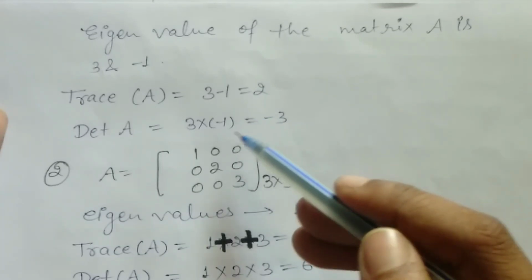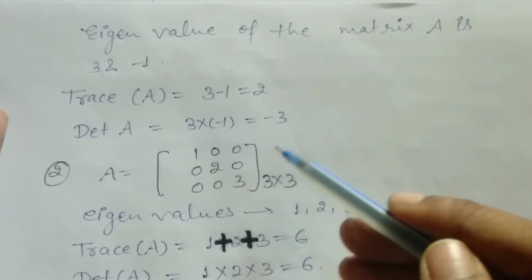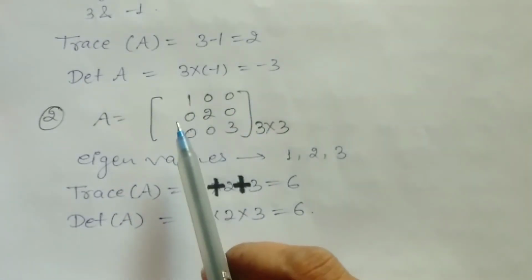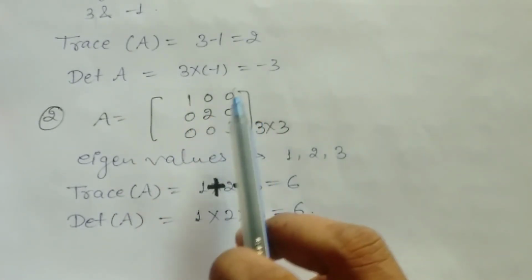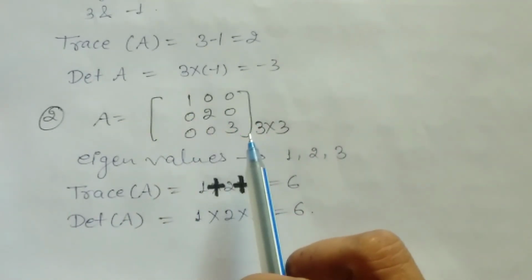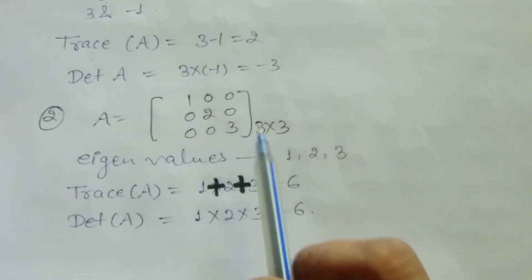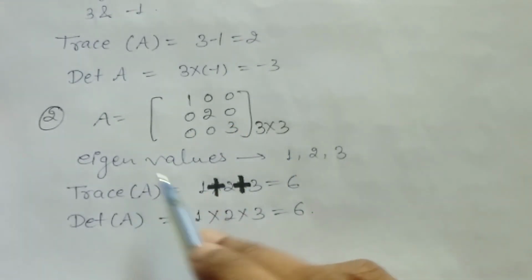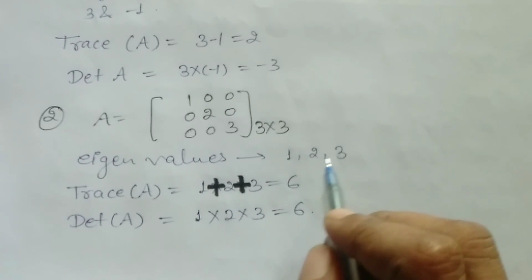That means 3 multiplied by minus 1 is equal to minus 3. Example: A is equal to [[1,0,0],[0,2,0],[0,0,3]], a 3 cross 3 matrix, and this matrix is a diagonal matrix, so its eigenvalues will be just the diagonal elements. Okay, the eigenvalues are 1, 2 and 3.